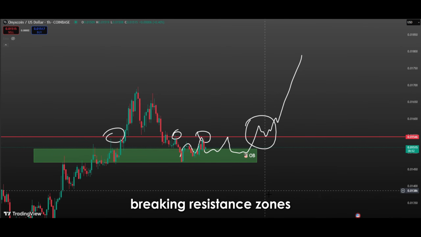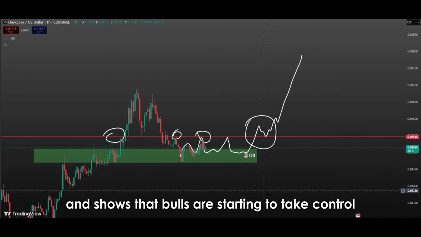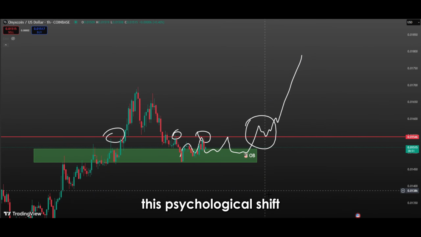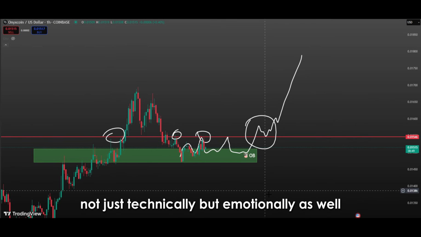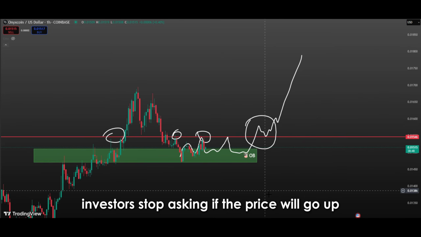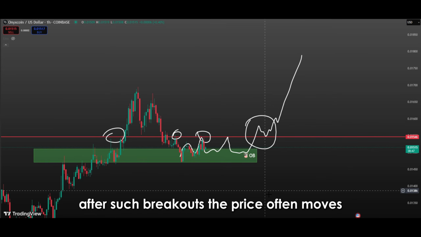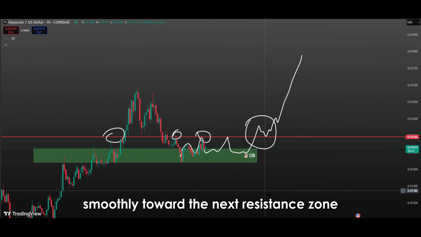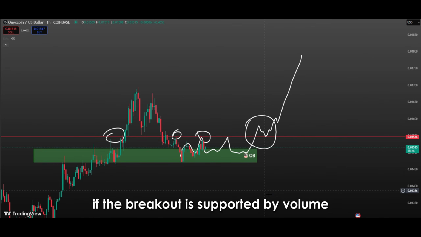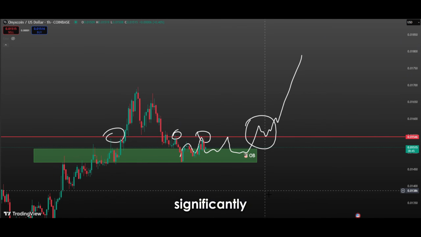Breaking resistance zones reflects a change in overall market sentiment and shows that bulls are starting to take control. This psychological shift allows the price to move freely, not just technically, but emotionally as well. At this point, investors stop asking if the price will go up and start wondering how high it can go. After such breakouts, the price often moves smoothly toward the next resistance zone. If the breakout is supported by volume, the likelihood of a sustained rally increases significantly.